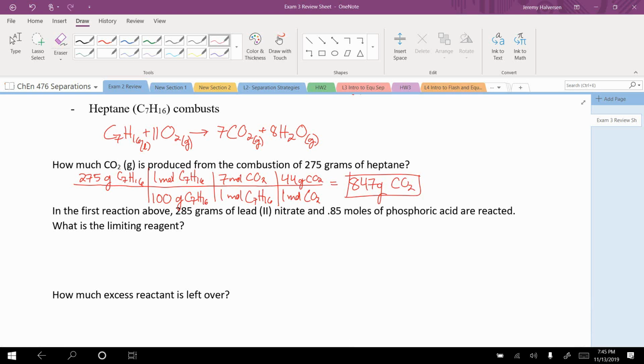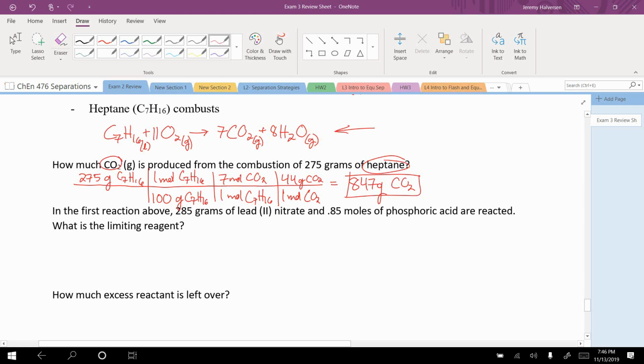Questions about that? That makes sense? So key indicators when I look at this question: they give me information about heptane, but they ask for information about CO2. If I want to convert between different compounds, I need a relationship between them. That relationship comes from a balanced equation. Okay?